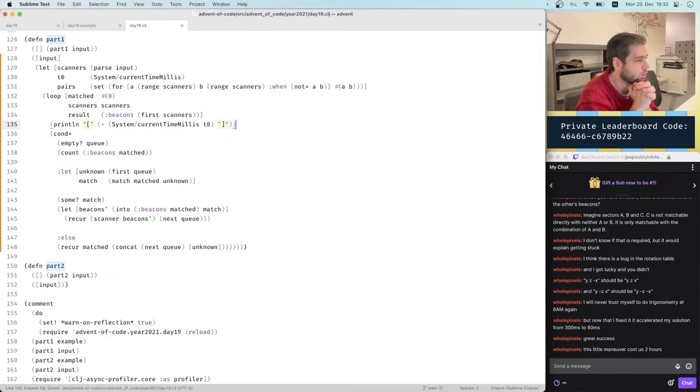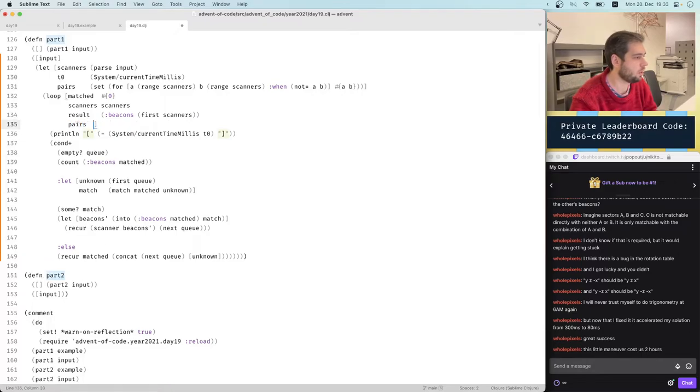What else do we need? Pairs. Pairs is pairs. Pairs left, count pairs. Okay, and matched, count matched out of count scanners. Okay, this is our loop, right? Empty pairs, count result actually. Yes. Count result. Okay.